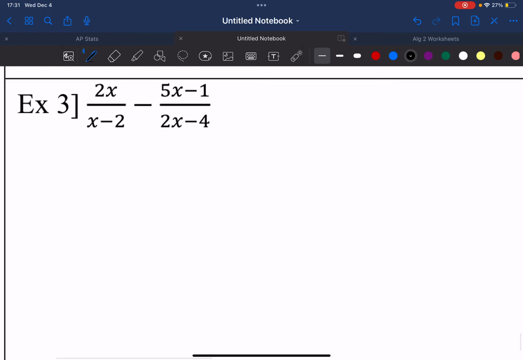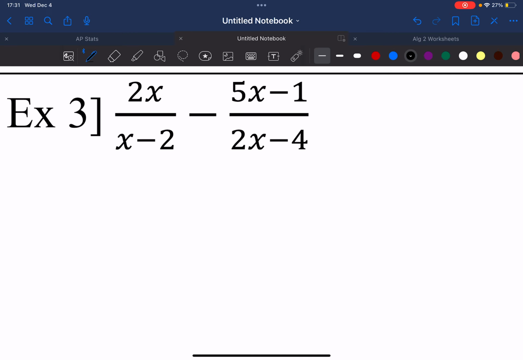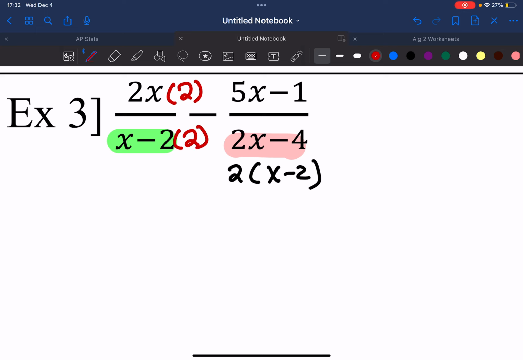On the next example, we have two fractions that have different denominators. One is x minus 2 and the other is 2x minus 4. Well, we need to see how we can make both of these denominators the same. If we factor this one, this is the same as saying 2 times x minus 2. Notice how that x minus 2 now matches our first fraction. So that means our first fraction is just missing a 2. So I can multiply the top and the bottom by 2.